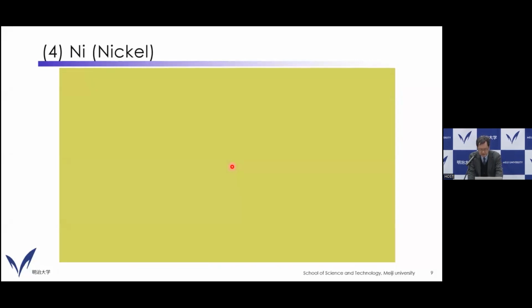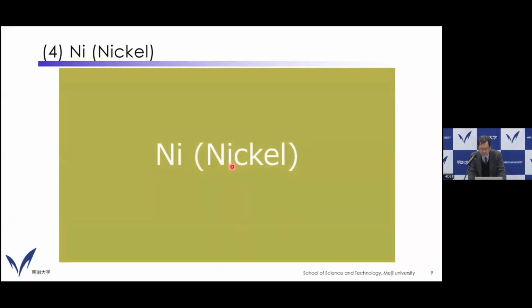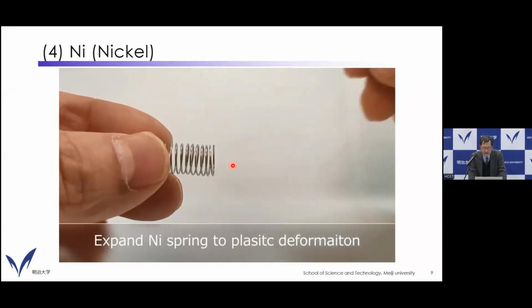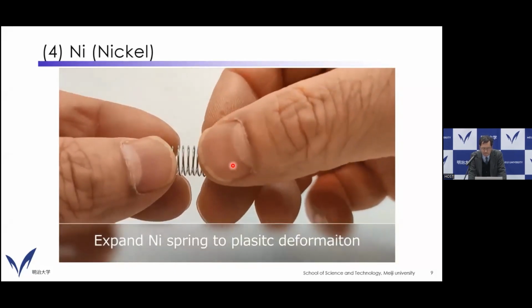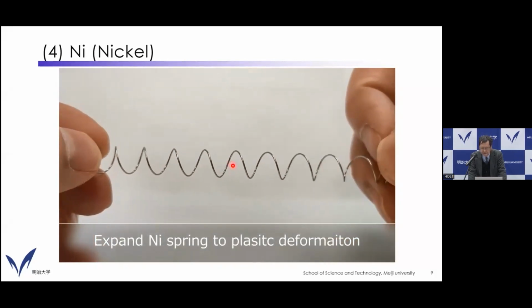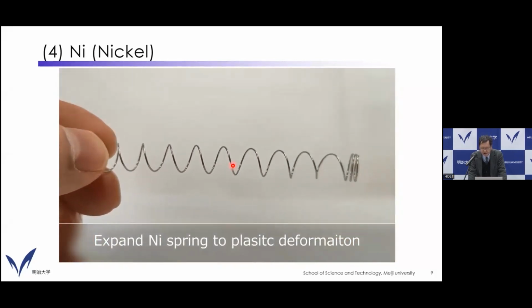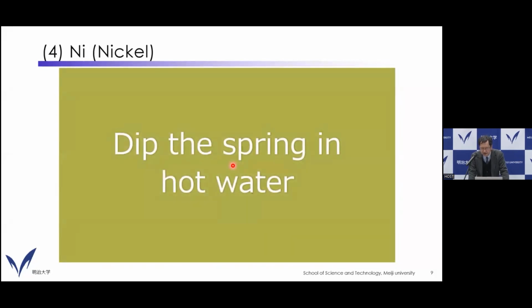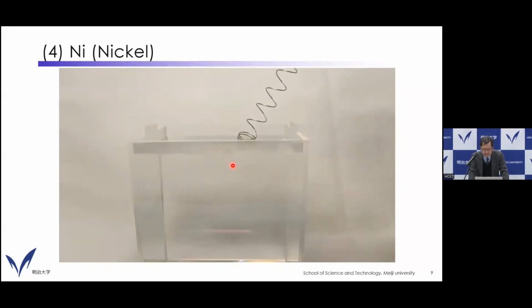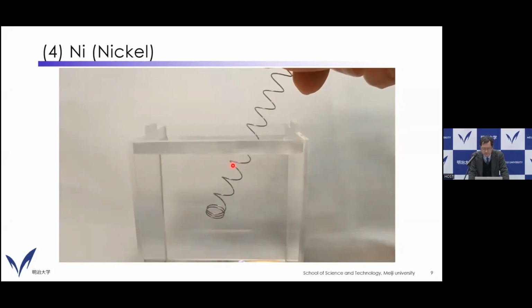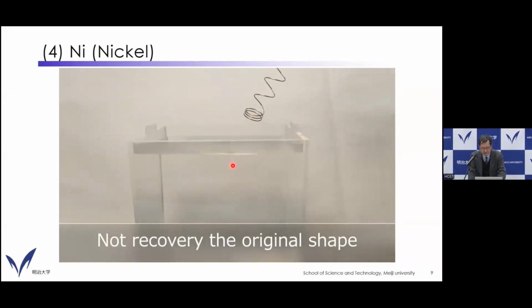The fourth specimen is a spring made of nickel. I expand it until plastic deformation, like this. And you can see the residual elongation again. I dip it in the hot water. Never shape recovery.